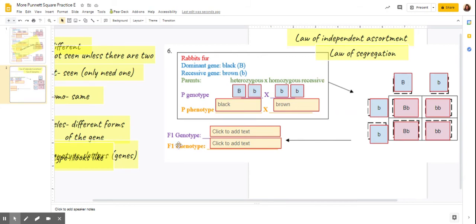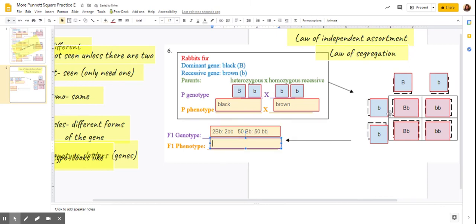And now we're going to say in the next generation, what are the different possibilities and what are the probabilities that we'll have them? So notice we have a 2 out of 4 chance of having big B, little b, and 2 out of 4 chance of having little b, little b. So you could write that, or you could write 50% big B, little b to 50% little b, little b.